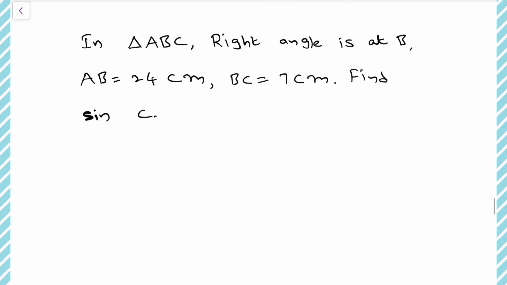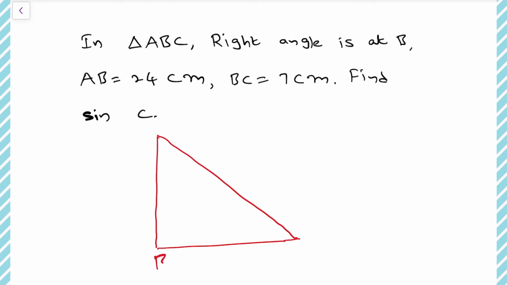Next question. In triangle ABC, right angle is at B. So this time we need to draw a right angle triangle. Right angle is at B. So this will become B. Then the remaining is your wish, A, C, or else CA you can write, no problem. Then the measurements are given as AB 24 centimeter and BC 7 centimeter. Then he is asking to find the sin C value.